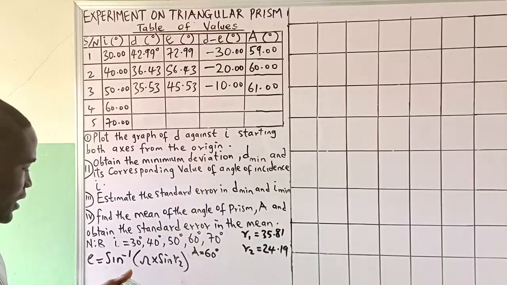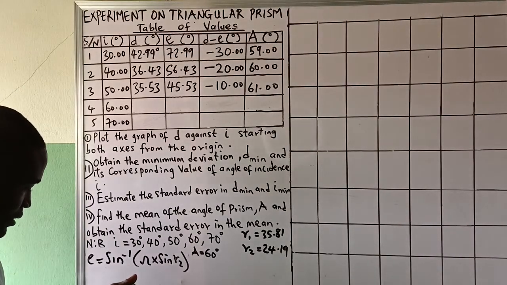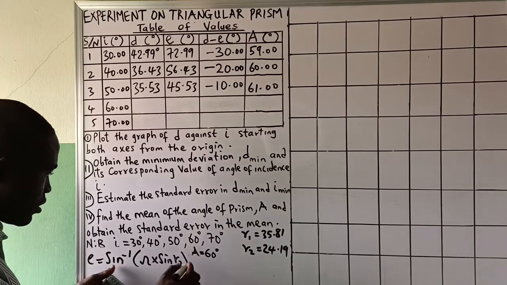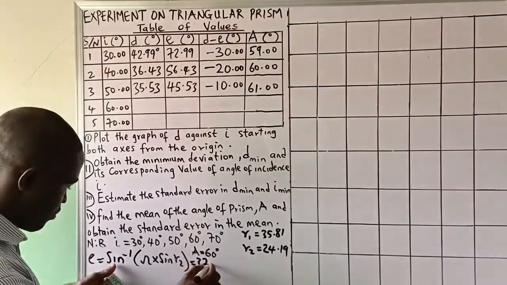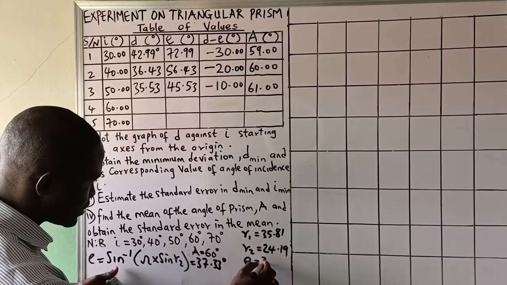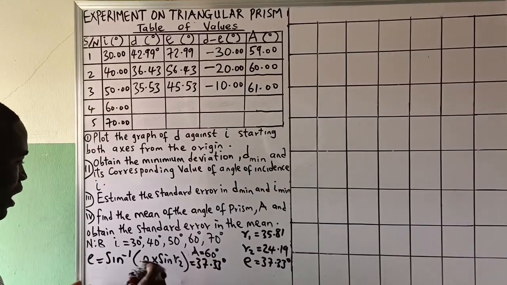So we'll be getting our E by saying shift sine bracket 1.48 times sine 24.19. That means our E will be equal to 37.33 degrees. Then how do we get our D?